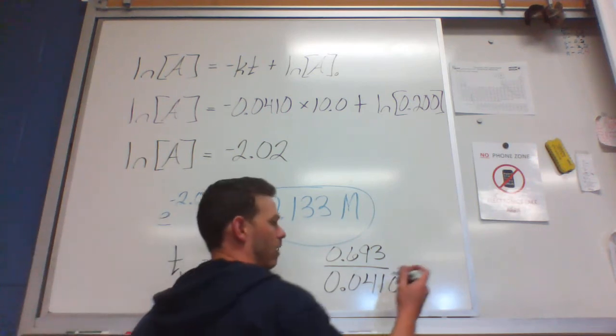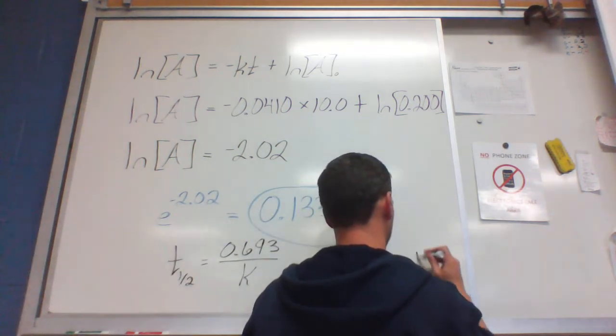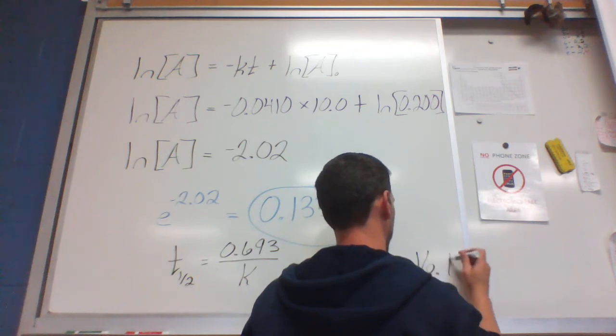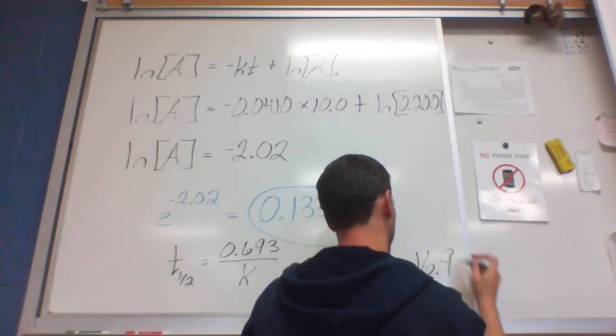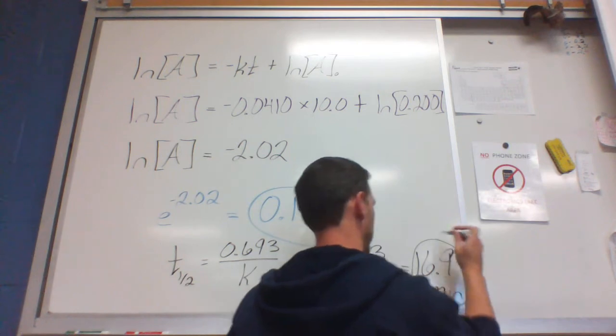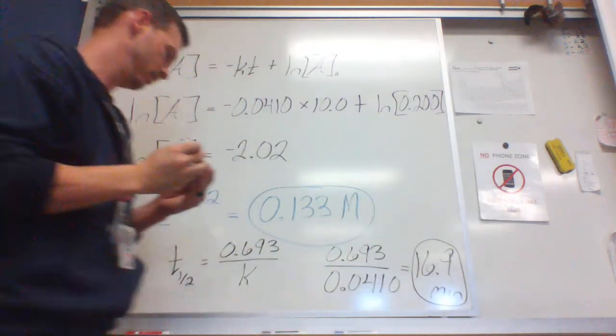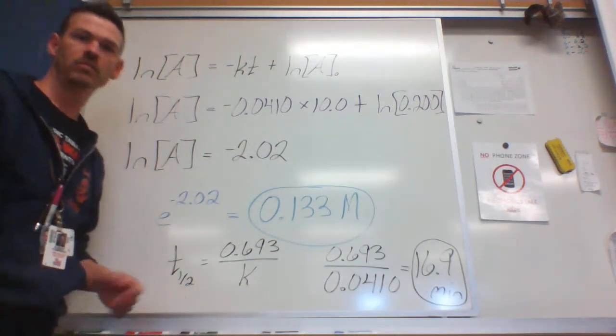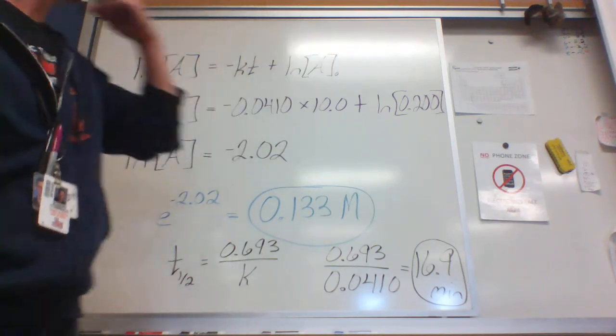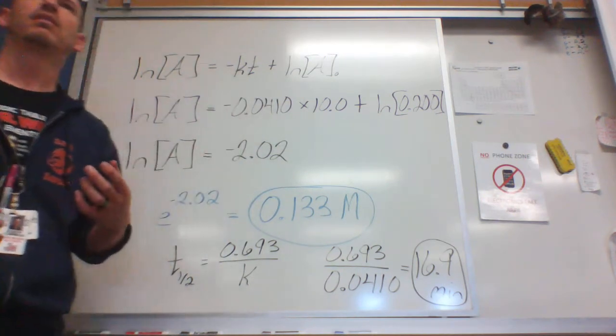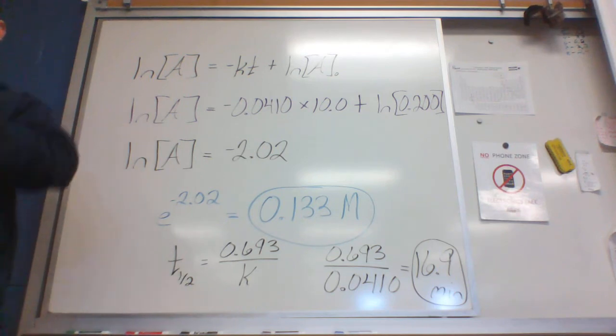What unit? 1.69. No, 16. Okay, I put an extra 0. It's minutes. Yeah, if you go back to the problem, your rate constant was in minutes. Oh, so it'll be based off of that. Yeah, because it could be in seconds, depending on how the problem's given.